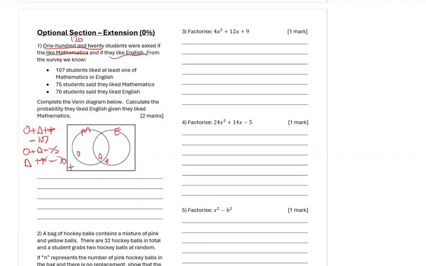So this one here was a really, really, really tricky question. The only thing we do know is 107 people liked one of the subjects out of 120, which means the other 13 must have not liked either of them.